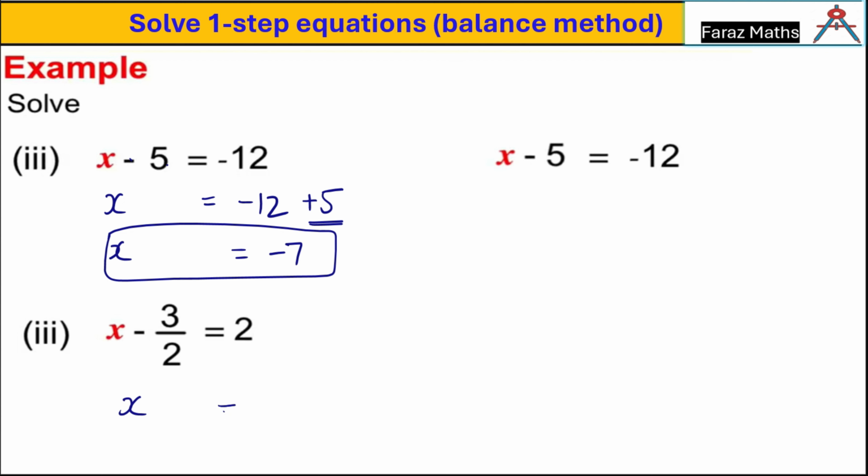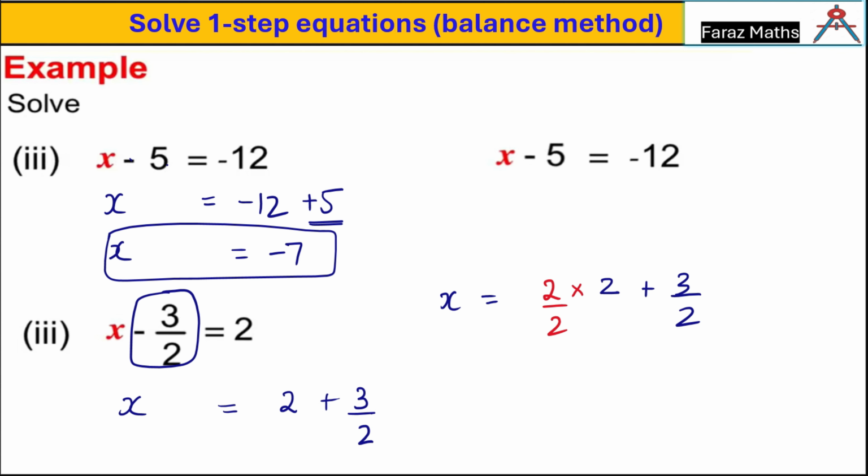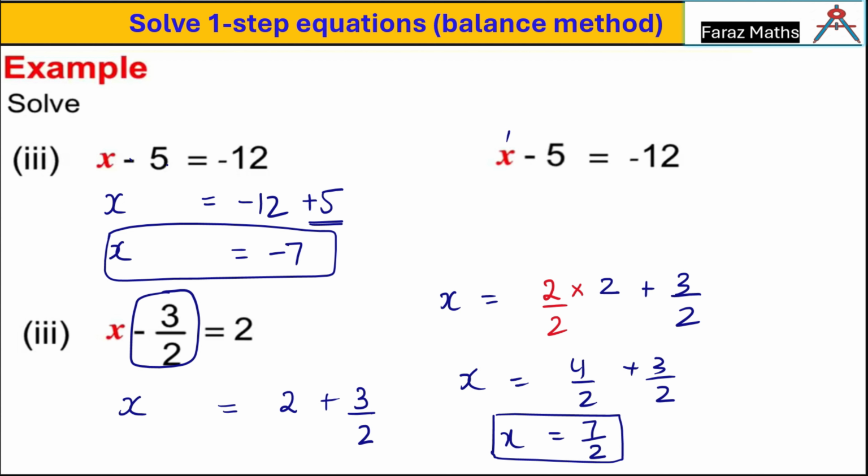So you have to make it positive on this side, and this will become 2 plus 3 over 2. Now make the denominator the same, so x is equal to 2 times 2 over 2 plus 3 over 2, and then x is equal to 4 over 2 plus 3 over 2. Now 4 plus 3 is 7 over 2. That's our answer.